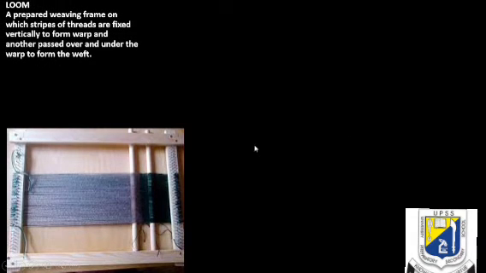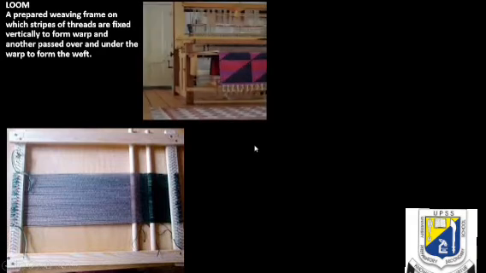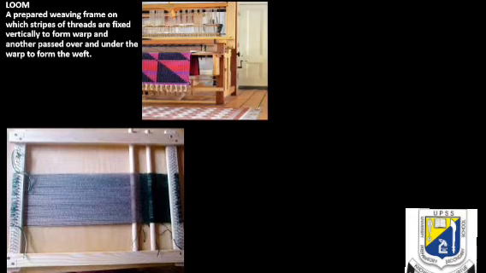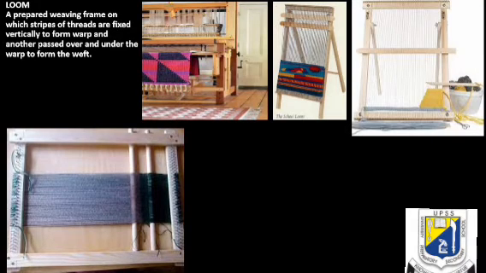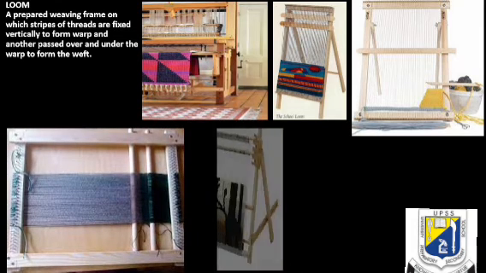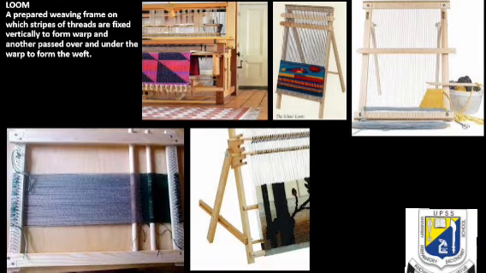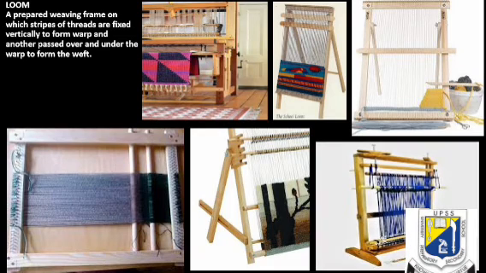And the next word is loom. Loom is a weaving device, most times in wooden frames, where strips of threads are lined up to create fabrics. We have different shapes of loom in different countries with their different designs. So what is loom? A prepared weaving frame on which strips of threads are fixed vertically to form warp, and another passes over and under the warp to form weft.